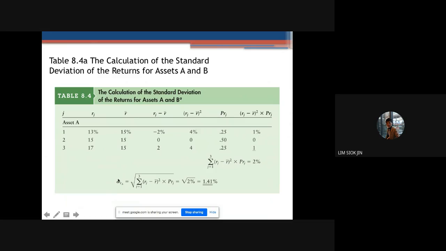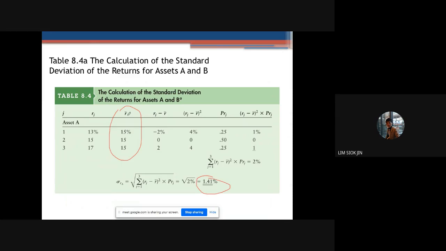And how do you find the risk? We take the square root of this 2%. We get 1.41. Alright, I won't go so much into calculation. We just want to compare the risk now. So asset A's risk is 1.41%. We put risk in numbers, easier to compare. We don't want to just say high risk, low risk. We put it in numbers. So asset A, the expected return is 15% and the risk is 1.41%.